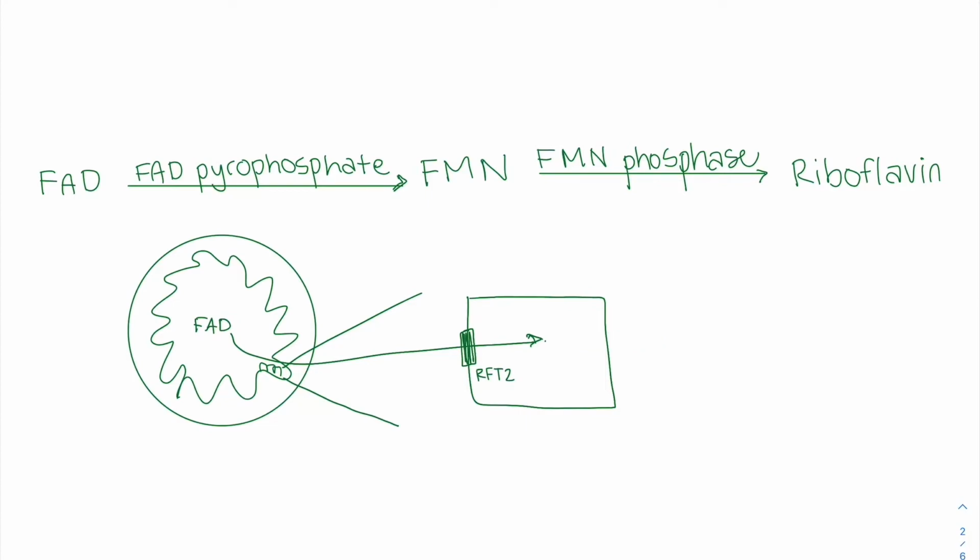And the second mechanism is through diffusion. So that's when you have very high levels of the riboflavin. It's able to pass straight on through without the help of one of those transporters.